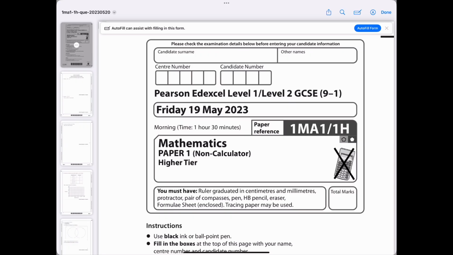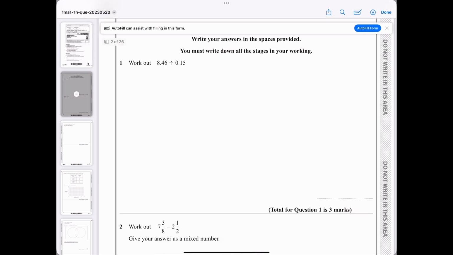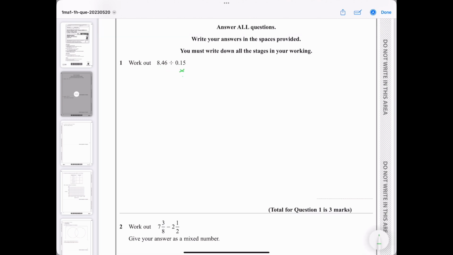GCSE Edexcel paper from 2023, 19th of May. And we start off with 8.46 divided by 0.15, so just times them both by 100. So you get 846 divided by 15.